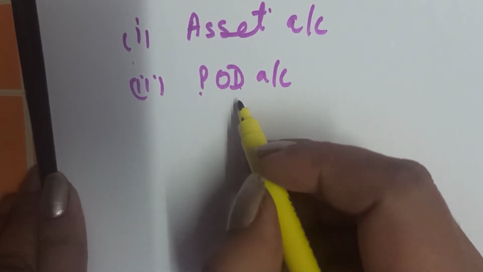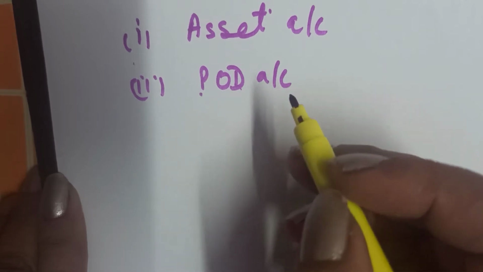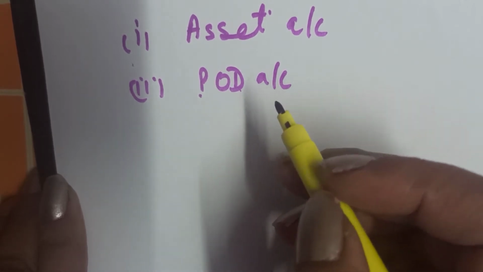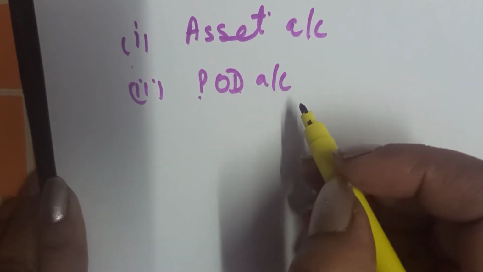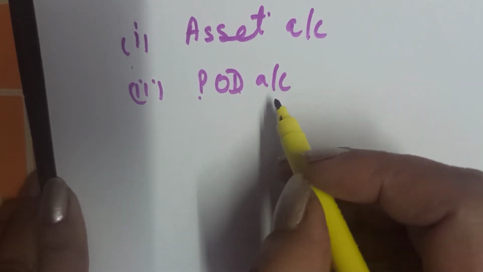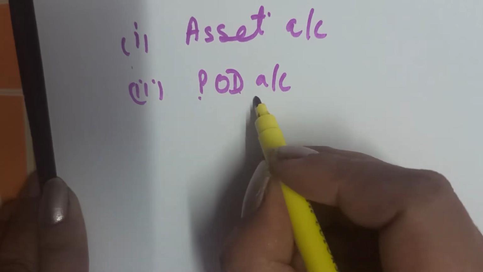The building depreciates at a different rate, machinery depreciates at a different rate, computers depreciate at a different rate. So there are different types of assets that we depreciate at different rates. For that we prepare the PFD account, the provision for depreciation account.